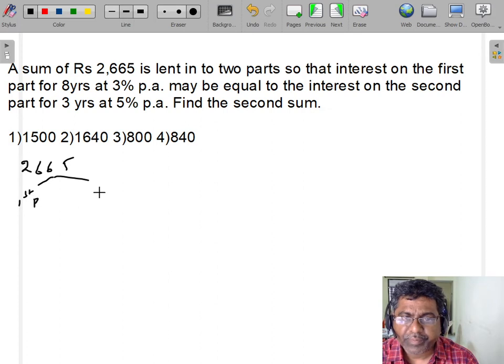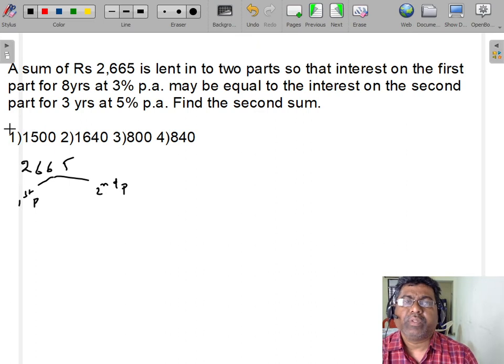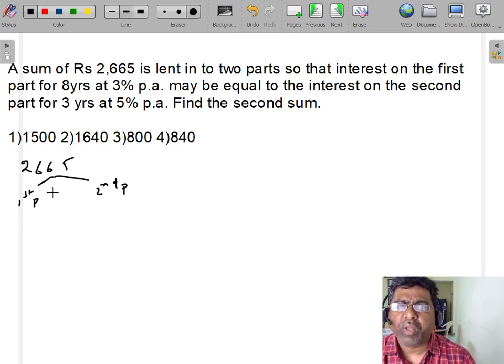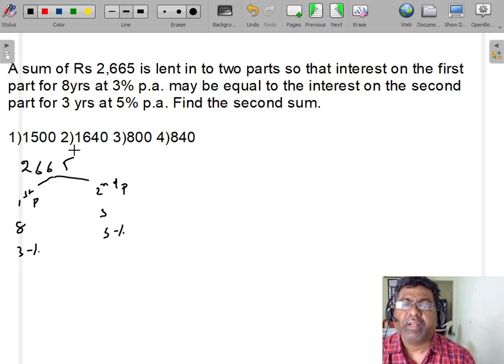First part, second part. So the total amount is divided into two parts. Let us assume one is 1000 rupees and the other is 1600; like this, he was dividing into two parts. For the first part, the time is 8 years and the rate of interest is 3%. For the second part, the time is 3 years and the rate of interest is 5%. But he was telling that the interest from the first part and the second part are equal. That's why I'm writing like this.